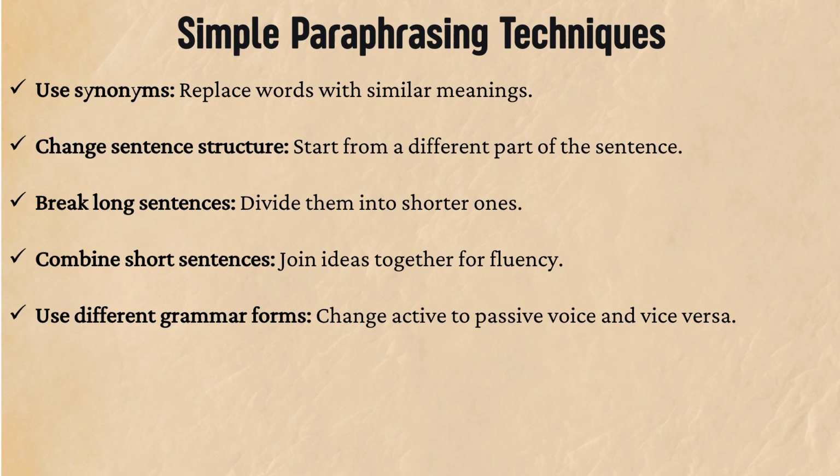These are simple paraphrasing techniques. If you use them, your writing will be error-free and it will retain the accuracy which you have in the original text. Change the synonyms, change sentence structure, break long sentences into short, combine short sentences or ideas for fluency, and use different grammar forms like active to passive and passive to active.